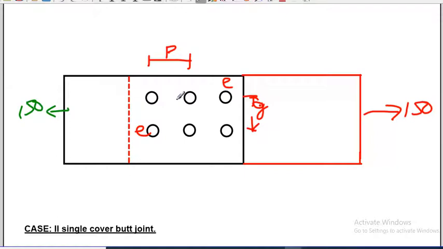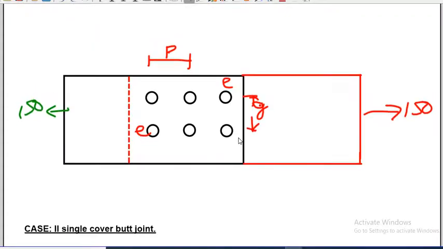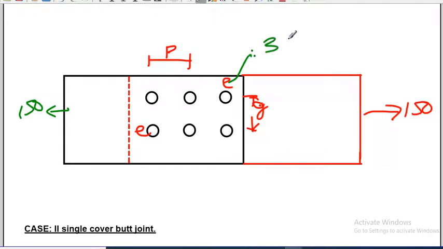So E is, as we have seen previously, 1.5 D0. This is coming approximately 30, and 2.5 D is approximately 50. Okay. So 30 and 50 you can take. 2.5 into D is 16, so 40 approximately. Instead of 50, 40 will be better. 40 we can take. This is 27, so you can take 30 and 40. So E is going to be 30. This is also 30, and pitch is going to be 40.